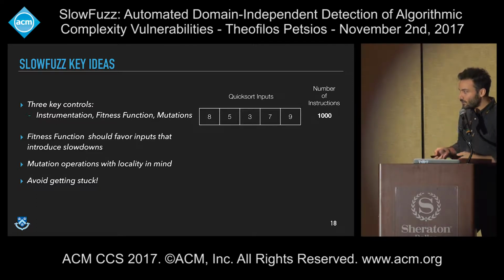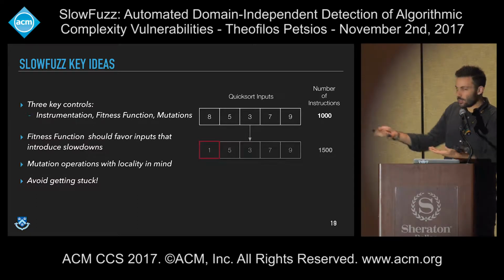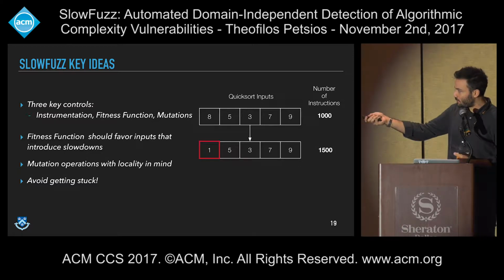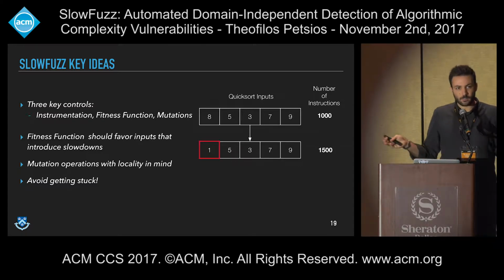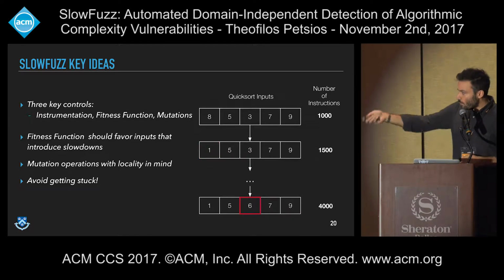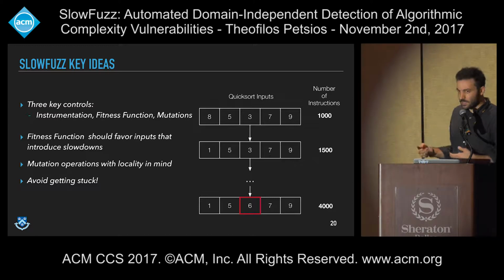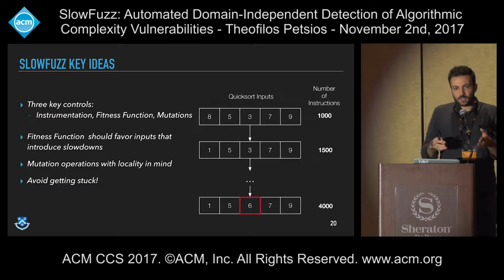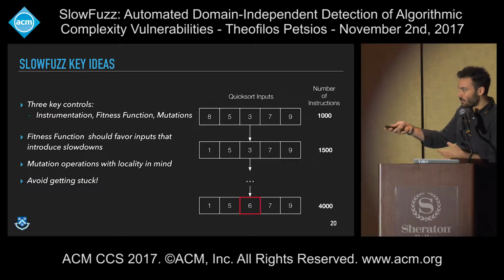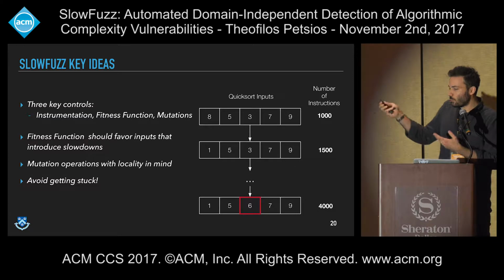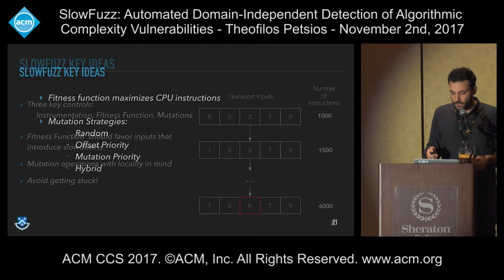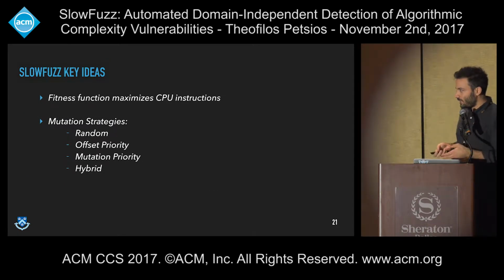So if we wanted to just focus on the quicksort algorithm, we would like to start from an input and suppose we measure the number of instructions, and that's our measure of how slow our inputs are. We would mutate it, and we would see if our new instruction count is more than for our previous inputs. So the more we see that our inputs are causing slowdowns, we will continue mutating in that direction until we end up with an inversely sorted array, which is, of course, for a bad pivot selection, one case for a worst case input. So these are the key ideas for SlowFuzz.